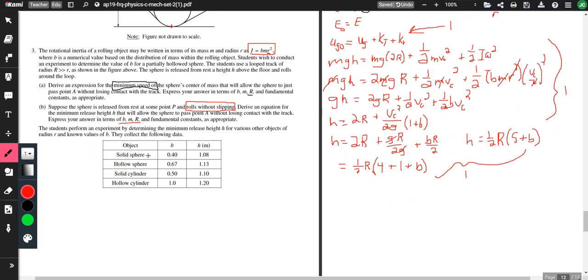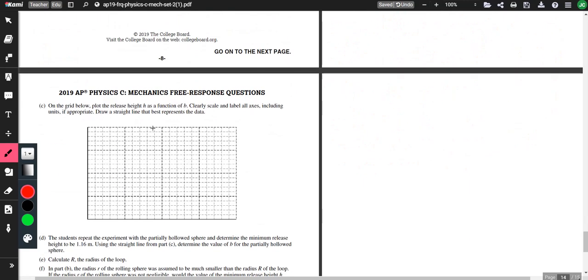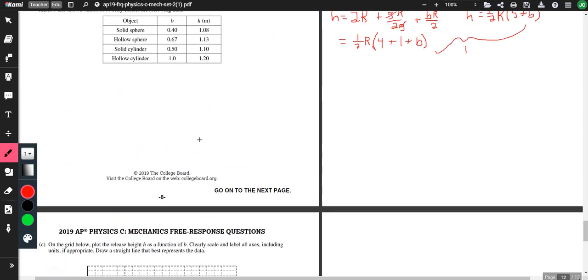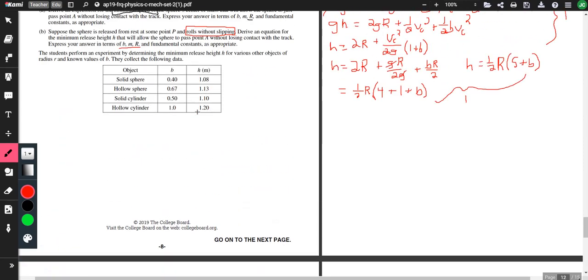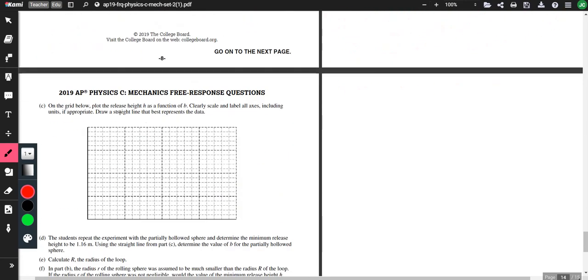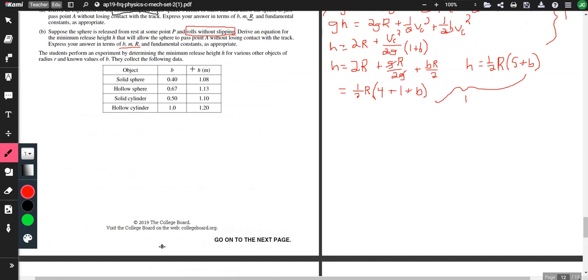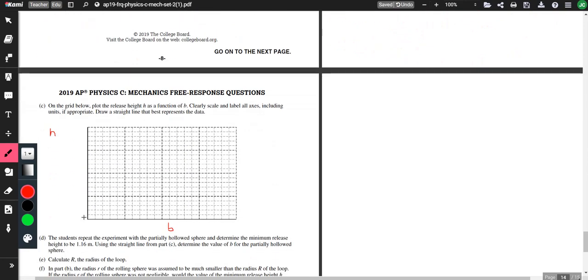So let's see. The next part, they end up doing the experiment. They get a bunch of different minimum heights and the different b values. They want us to plot this as height versus b. I mean, that doesn't really require too much effort. Let's see. Height as a function of b. So my height's going to be here. b is going to be here. Height goes to 1.2.